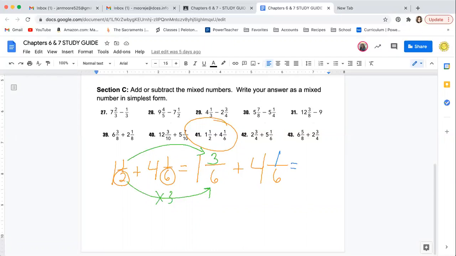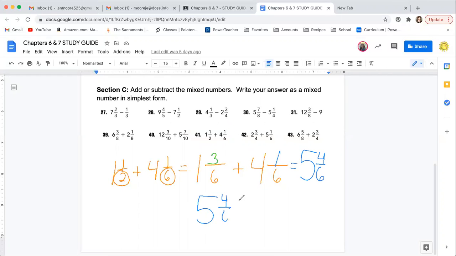So now I'm going to add up my whole numbers with my whole numbers and my fractions with my fractions. 1 plus 4 is 5. 3/6 plus 1/6 is 4/6. Can that be reduced at all? 4 over 6? Yeah, by 2, right? So I can show it: divide by 2, divide by 2. The whole number stays the same. Don't forget to transfer that over. And then you find out that the reduced form is 5 2/3.